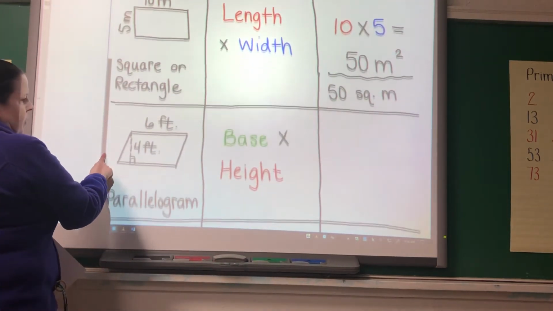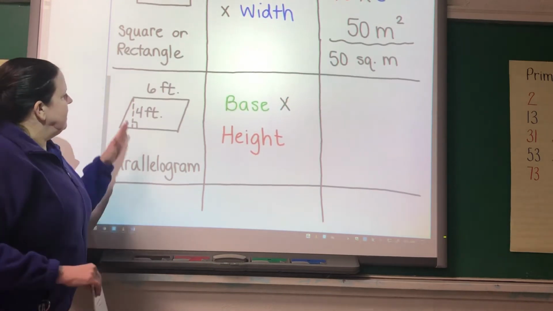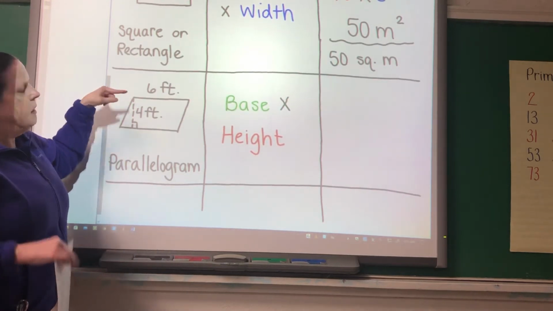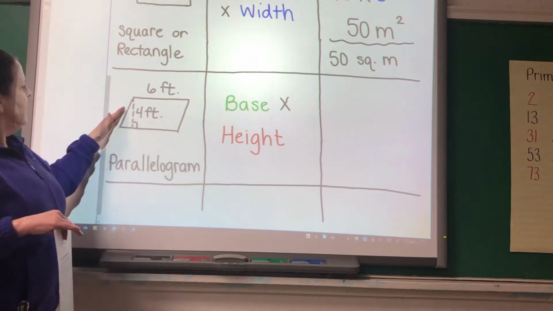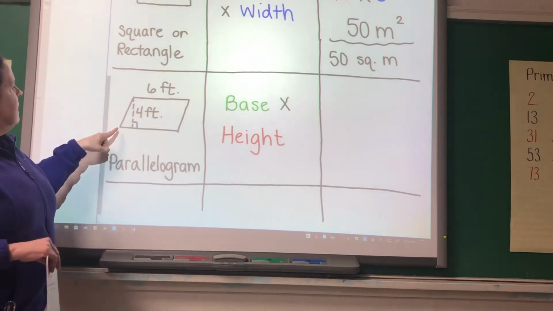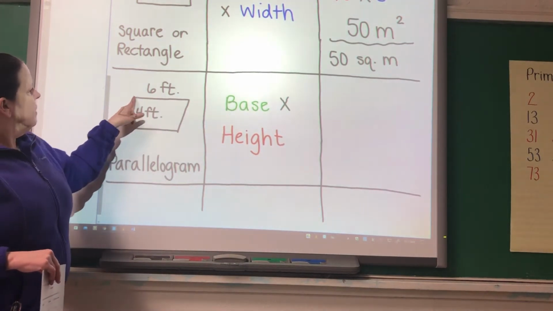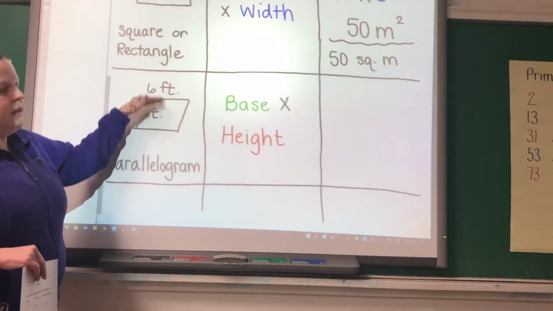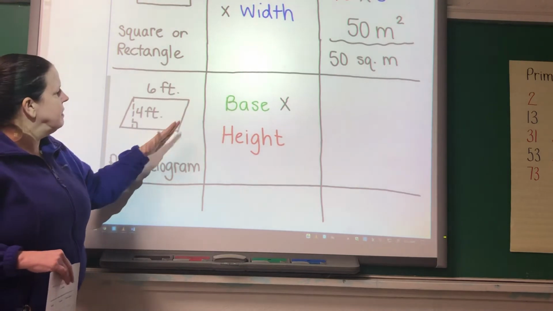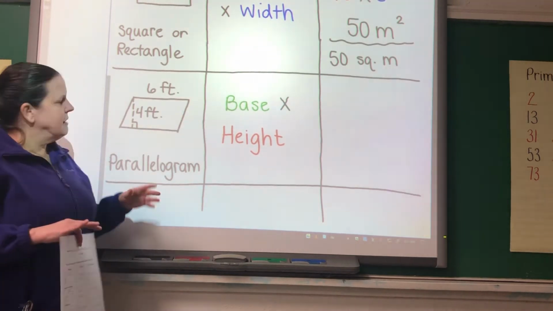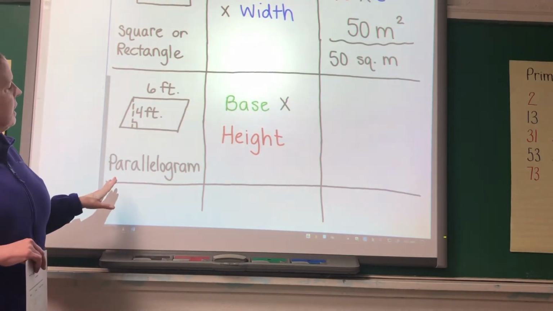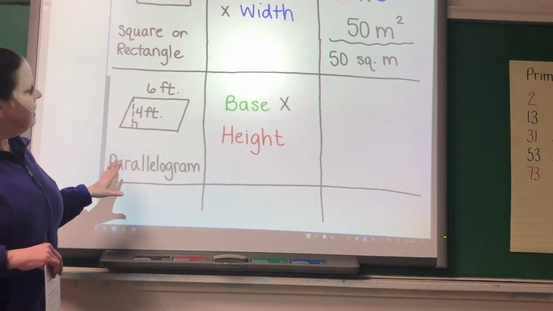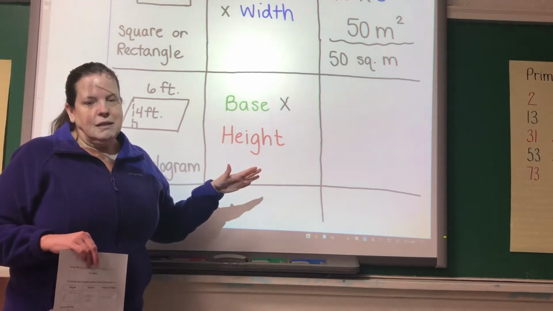Okay, so parallelograms. It's kind of like a rectangle that we just pushed over, and it's leaning a little bit. And remember, in a parallelogram, the top and bottom have the exact same length. The two sides are parallel and have the exact same length. Our formula is base times height.